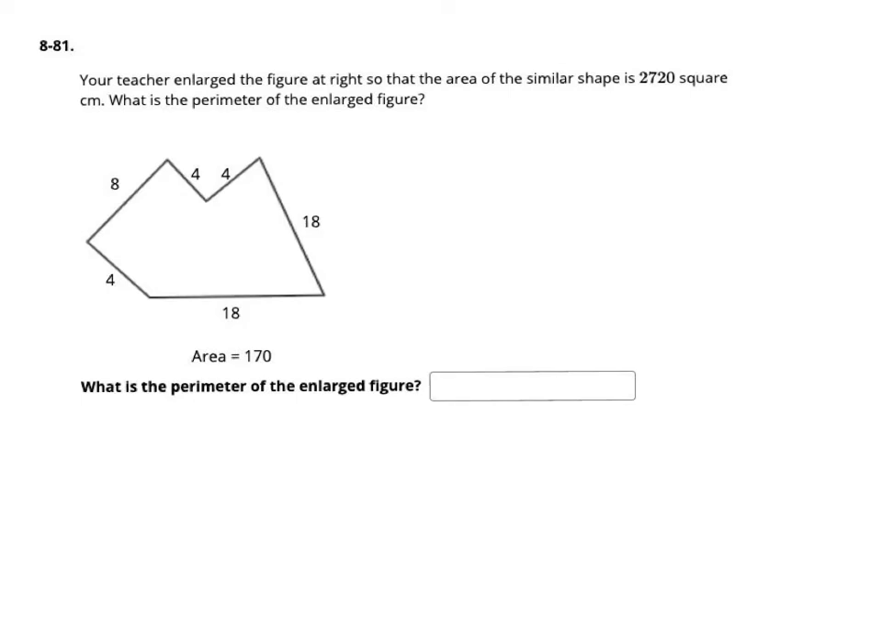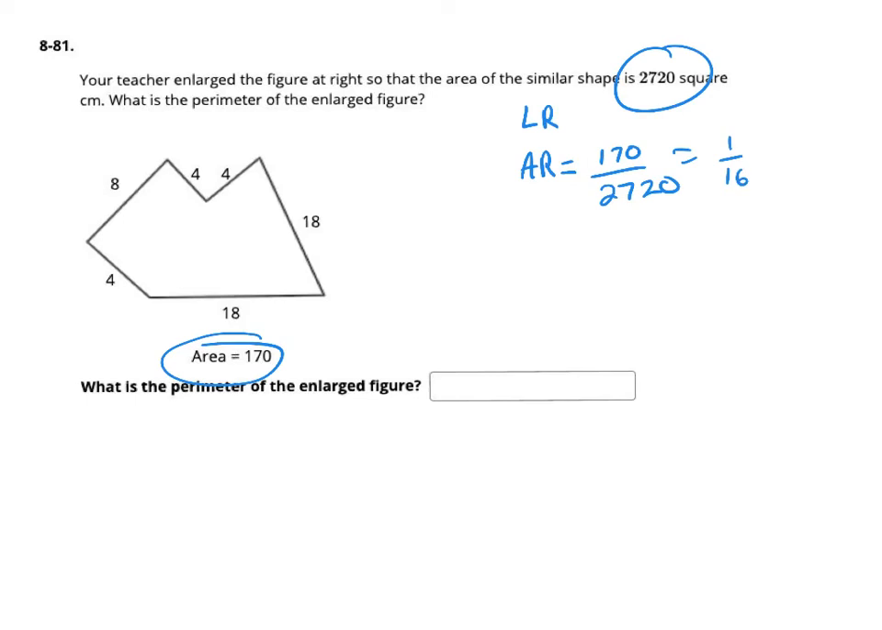So again, we have to look at two things. We have to look at the linear ratio and the area ratio. Because I'm given the area of the small shape, which is 170, and given the area of the new shape, which is 2720, I can reduce that area ratio, and when I do that, it equals 1 over 16. Then to find the linear ratio, I need to do the square root of the area ratio, which is the square root of 1 over the square root of 16, which equals 1 over 4. So that means my linear ratio is equal to 1/4.